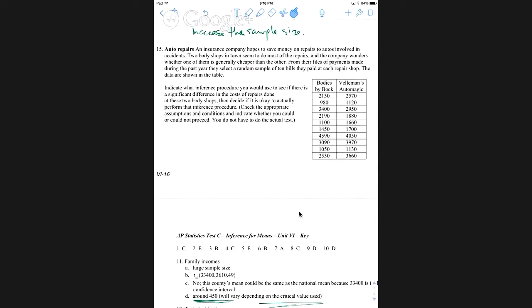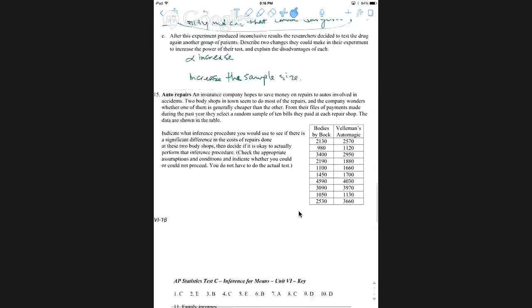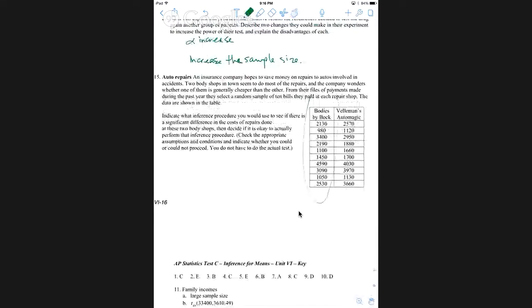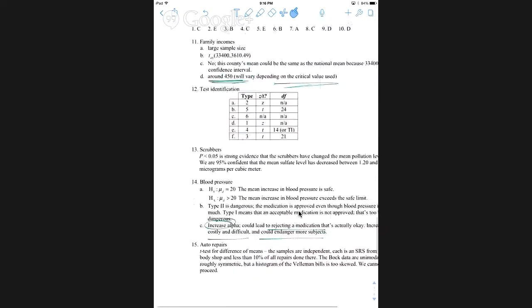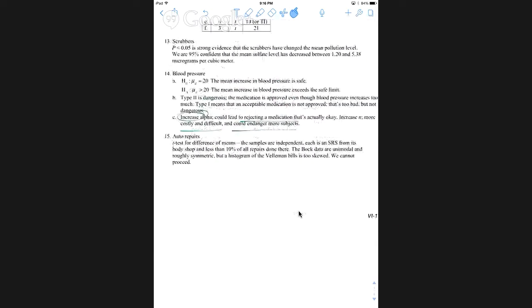So, I think that these 2 groups here are independent groups, right? The cars done at Bodies at Bach aren't done at Velleman's Auto Magic. So we're probably going to use a 2-sample t-test with independent samples. Right? Let's take a look, make sure that's right. Okay, t-test for difference of means.